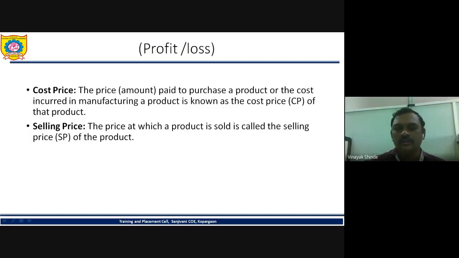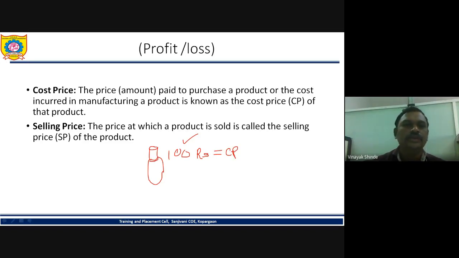So now let us study what is profit, what is loss, and a few terminologies related to profit and loss. The first one is the cost price, and the second is the selling price. So what is the cost price? Let us take an example of a water bottle. If you purchase a water bottle for 100 rupees, then we can say that it is the cost price. So the cost price of the water bottle is 100 rupees.